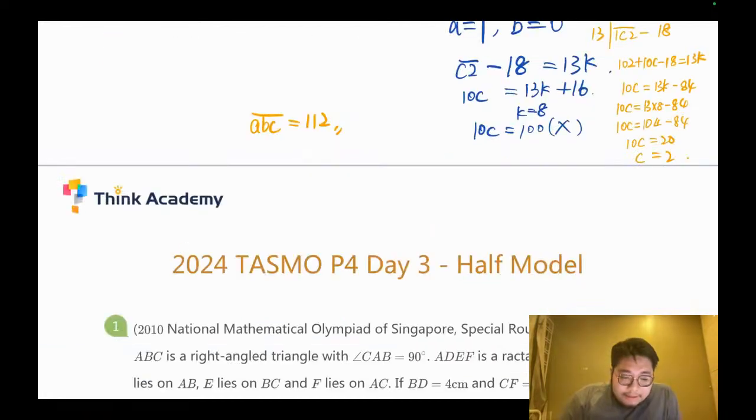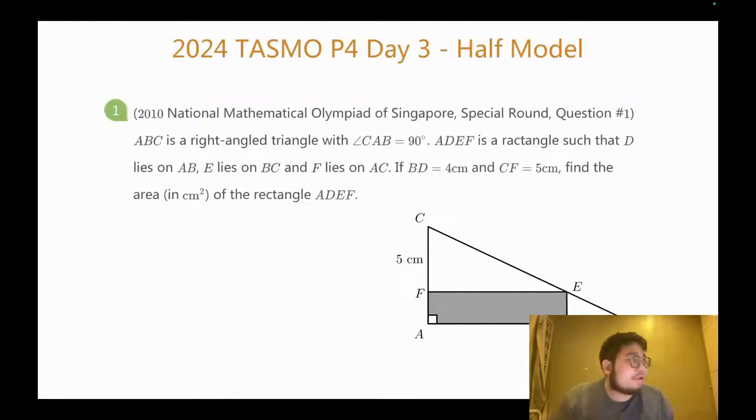Okay. So now let's look at our day three question about the half model. Half model is every year we'll test at least one question. So now ABC is a right angle triangle with angle CAB equals 90 degrees, and ADEF is a kind of rectangle. D lies on AB, E lies on BC, and F lies on AC. Okay, so we know BD equals 4 and CF equals 5 centimeter. So I want to find out the area of this one.